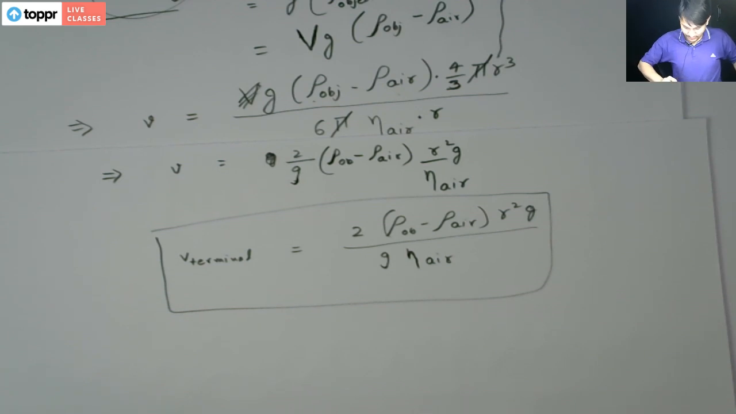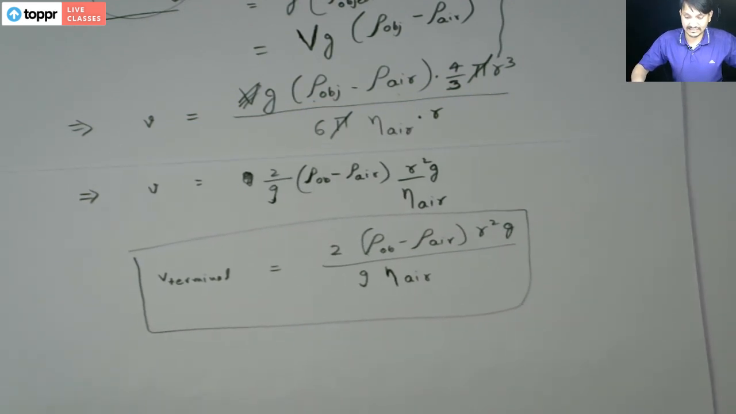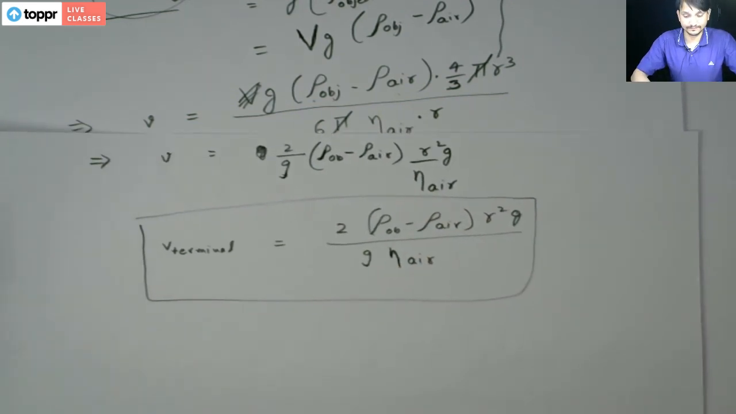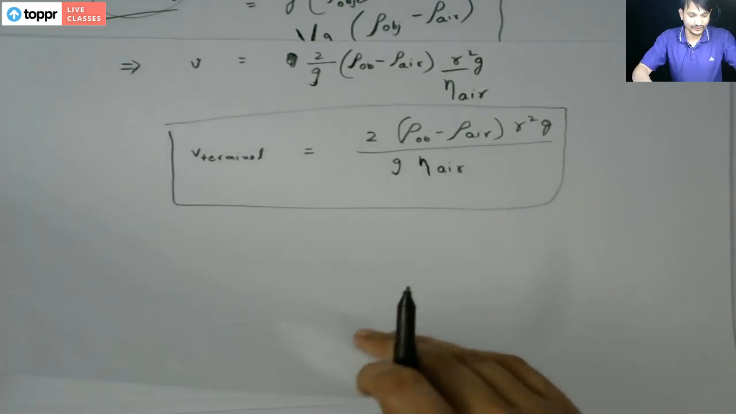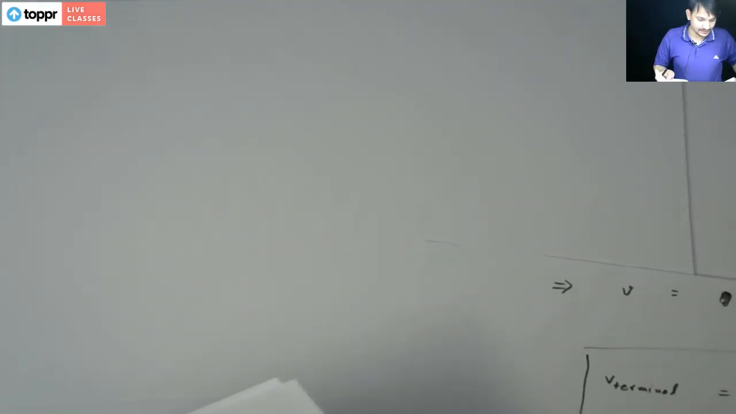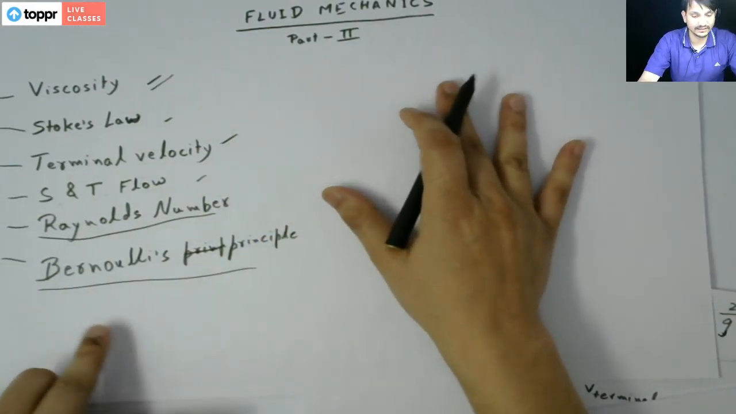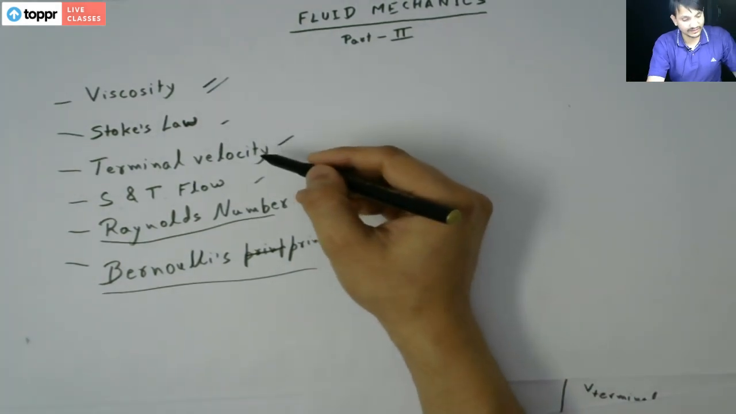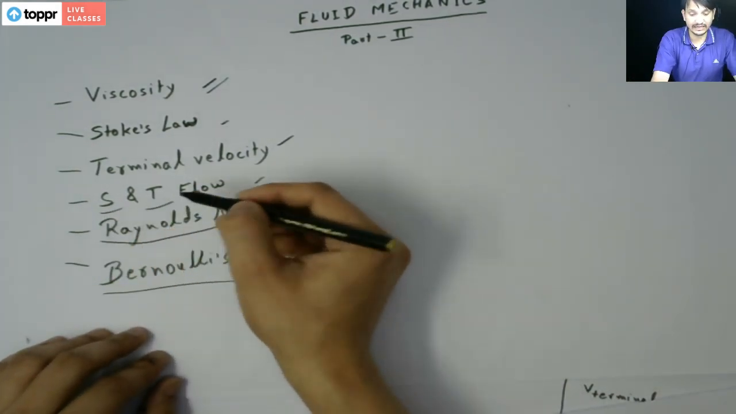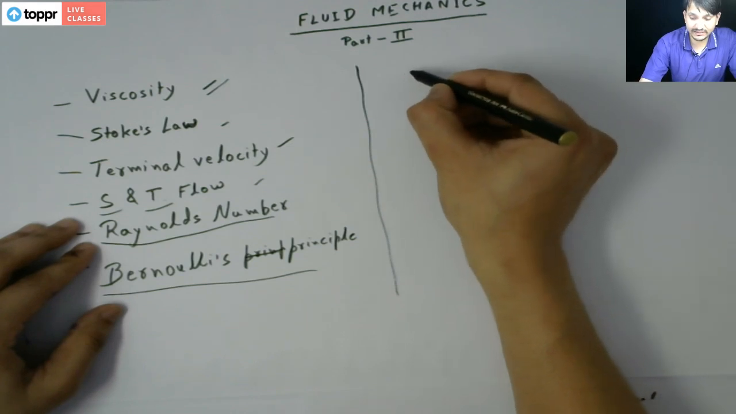Okay, so I think we are almost done for this lesson. I'll try to wrap up from now. So what we have done so far is we have just discussed some concepts of fluid mechanics, one being viscosity, another Stokes Law, then terminal velocity, then streamline and turbulent flow. We are just left with streamline and turbulent flow.